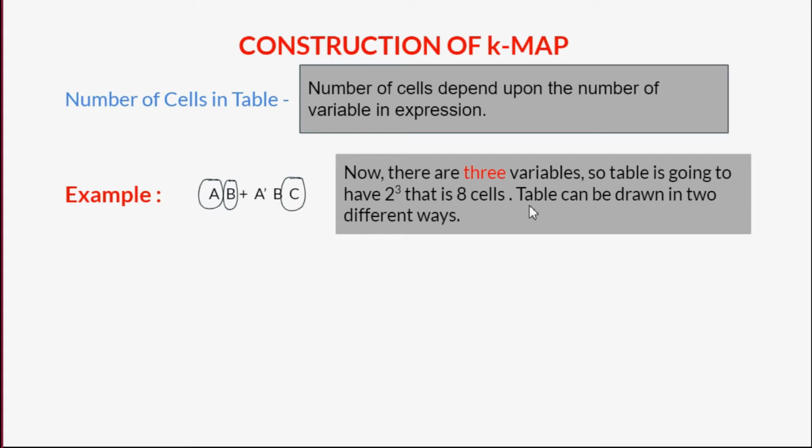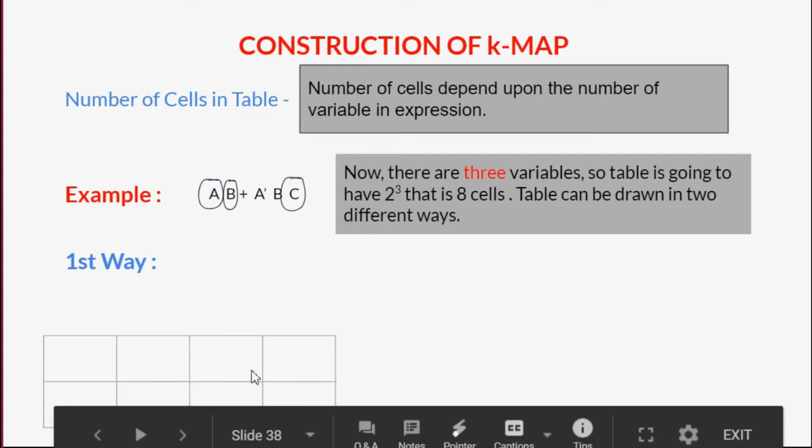The table can be drawn in two different ways. Let's have a look. My table is going to have 8 cells, and that option is entirely with me. Either I can have 4 rows and 2 columns, or I can have 2 rows and 4 columns. That is my choice. For the first way, I have taken 2 rows and 4 columns.